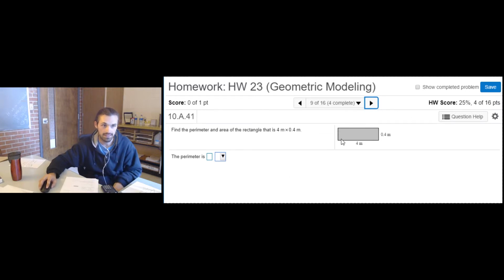Again, the perimeter, that's the distance all the way around. So 4 plus 0.4 plus 4 plus 0.4. Do include these other sides in the perimeter, even though they're not labeled. And then they'll go through and have you find the area. Well, that's a simple multiplication of the base times the width.